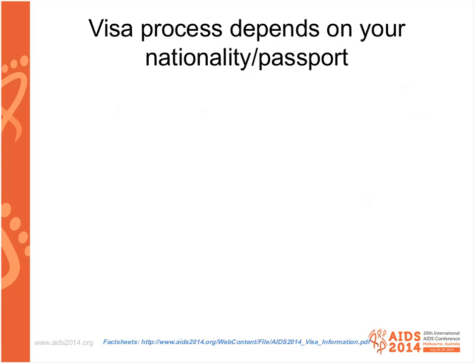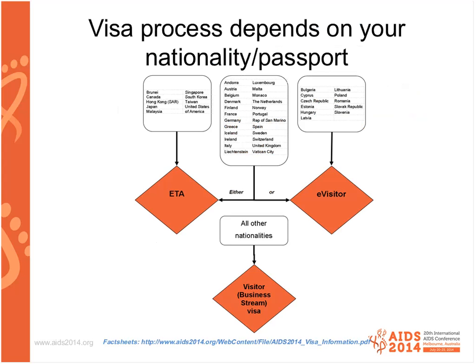So your visa process depends on your nationality. We have a simple diagram here to explain which visa process you need to follow. So you can see there in the orange boxes we have the ETA, which is the Electronic Travel Authority, we have the e-Visitor, and we have the Visitor Business Stream Visa. Most visitors to Australia will actually have to follow the Visitor Business Stream Visa, and that's the more complicated process which I will go into later.